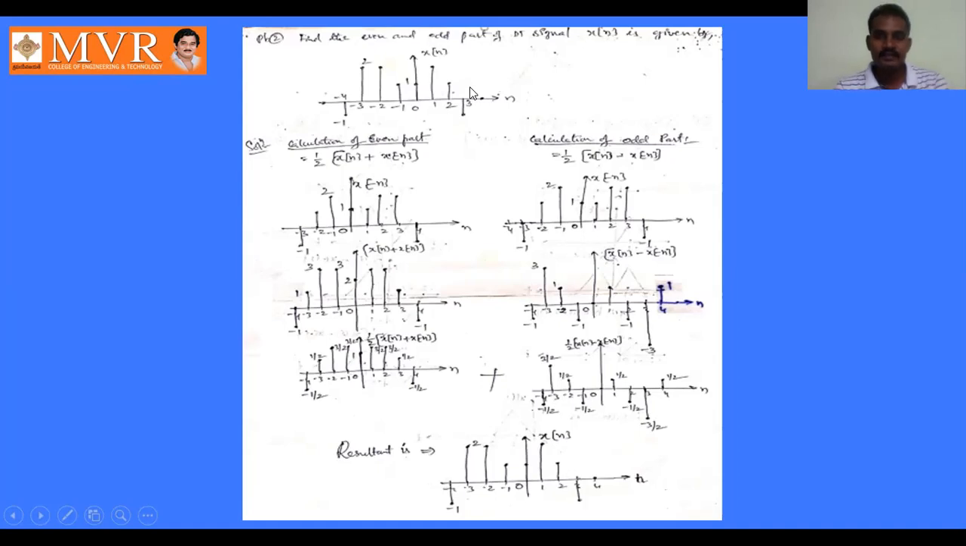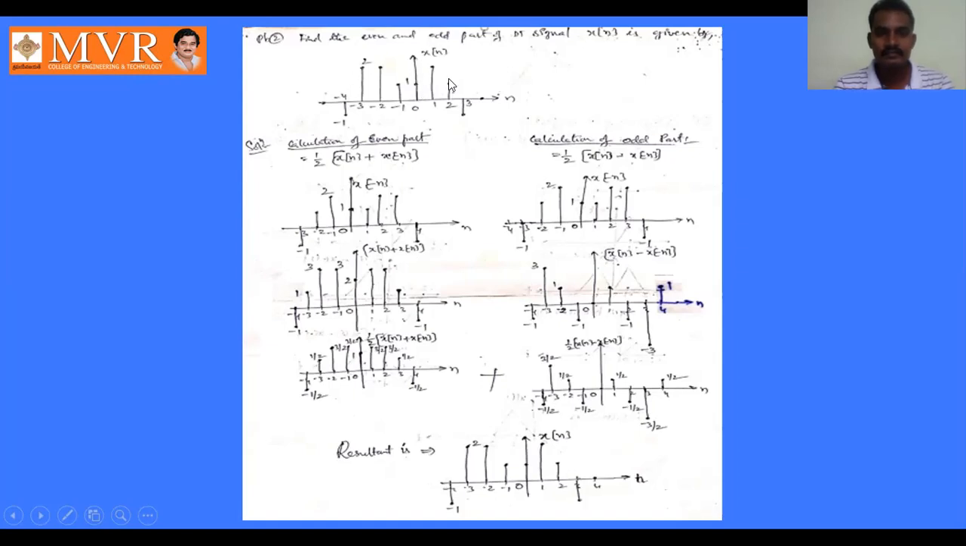In the same manner as the above problem, here also we have to find out the even part first and odd part next. By finding the even part and the odd part, we will get the resultant vectors like this. By adding these two, we will get the original signal. So first of all, we will find out the even part. How to get the even part of the signal? By using the formula half of x of n plus x of minus n.